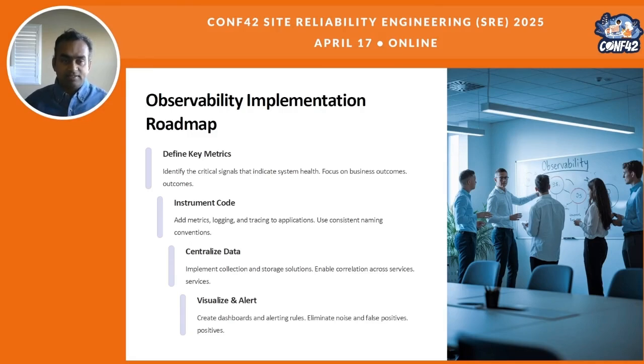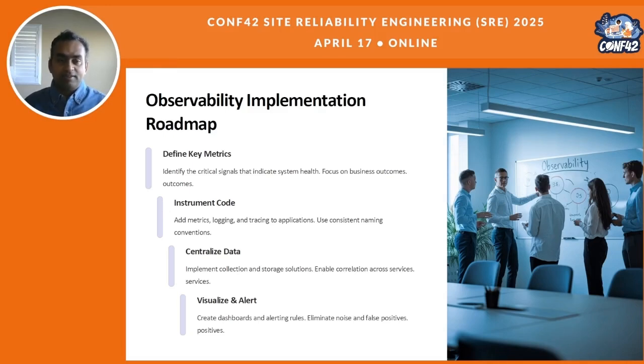The second aspect is instrumenting code. Instrumenting code is about adding metrics, logging, and tracing to the application code using standard conventions and coding practices. Once the metrics are tracked, they are collected at a centralized place. So we design solutions to harvest these metrics into common, configurable, and scalable storage solutions. It enables correlation across interconnected services because they are stored in a common place.